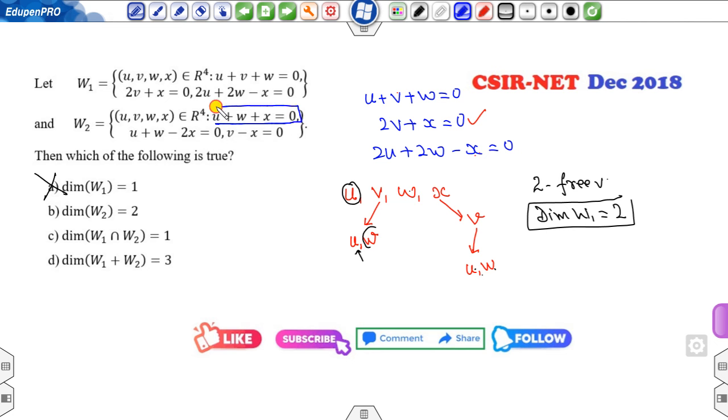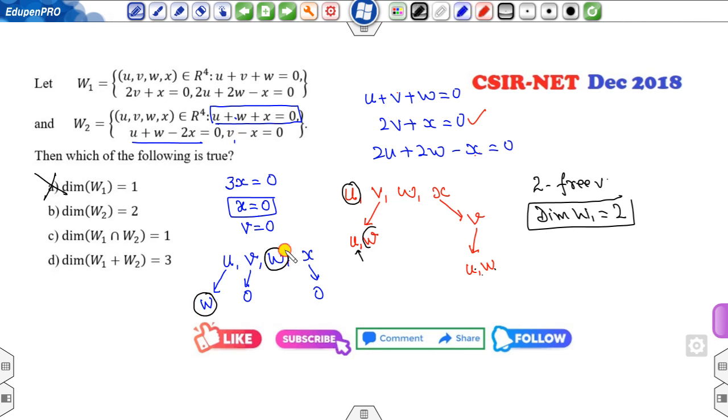Now similarly for the W2, clearly say from this case, what does it mean? If I subtract them, 3x is equal to 0. That means x is my 0. If x is 0, v is my 0. Then you have these 4 variables. This value is my 0. This value is my 0. U from the first case you can write in terms of the w because x is my 0. How many free variables do you have? Only one variable. So dimension of the W2 is my 1. This option is also cancelled.